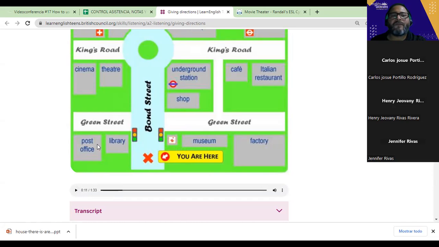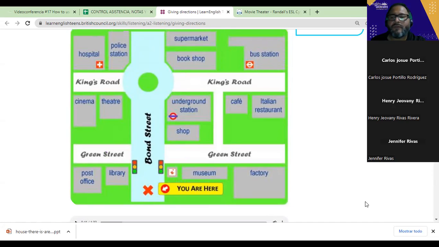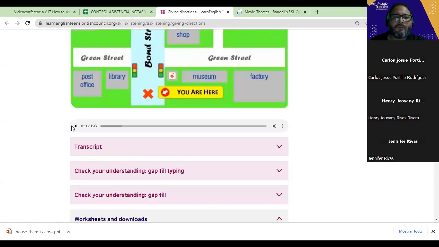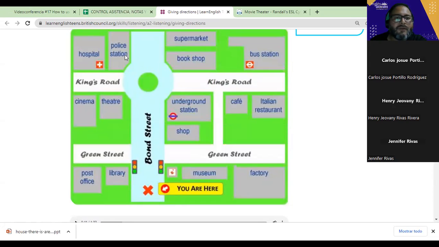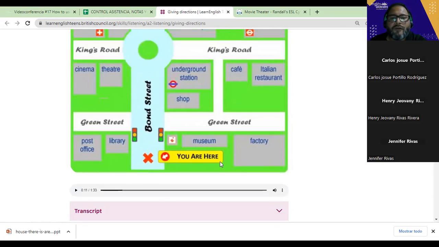Now, I helped you with the first one. Now, you are going to tell me about the rest. Let's move on with the next one. Remember everything we have here: a cinema, a theater, a hospital, the police station, a supermarket, the bookshop, the bus station, the underground station, the cafe, the Italian restaurant, a shop, a museum, and a factory. Now try to get it, please.